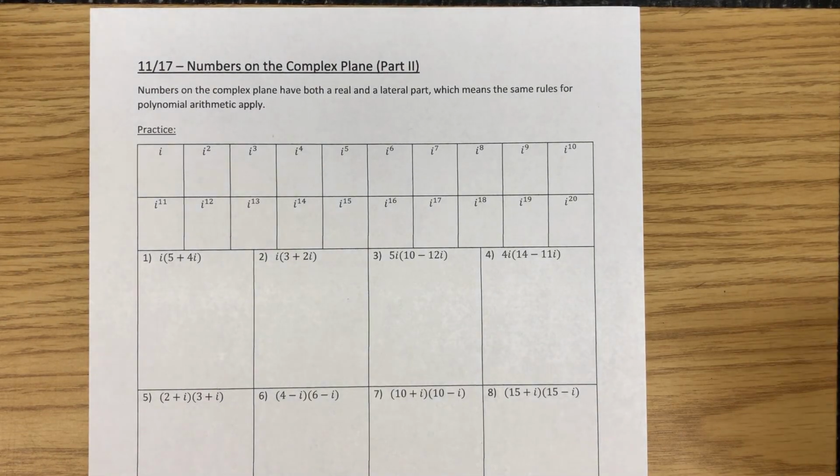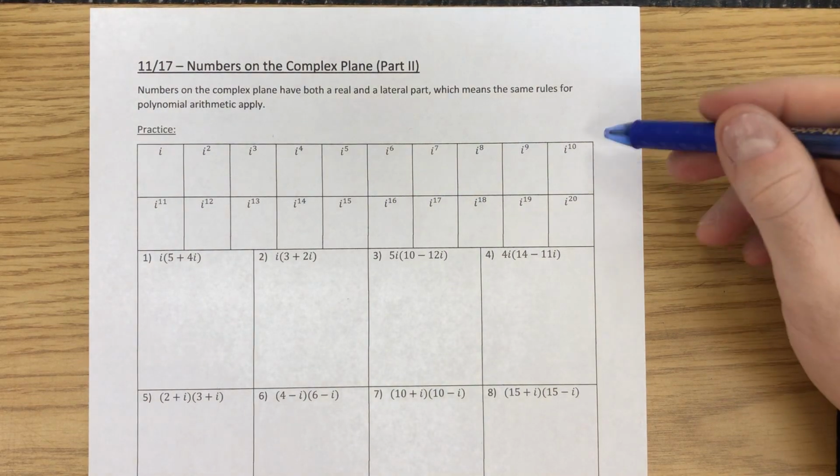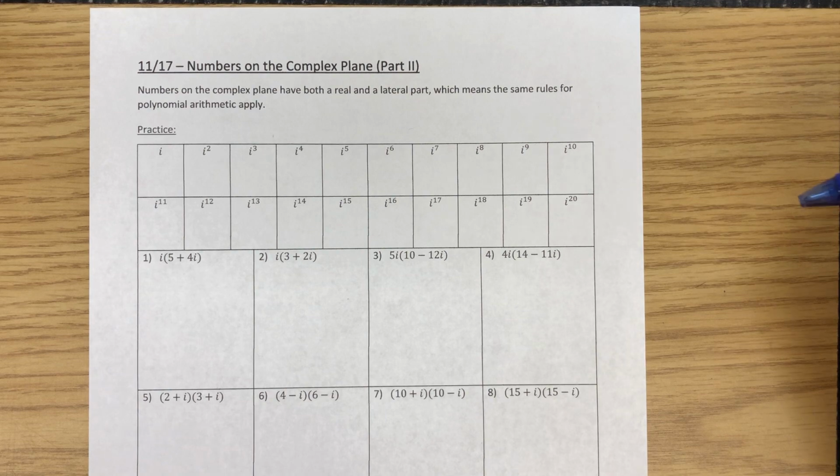So today what we're going to be looking at is numbers in the complex plane, mainly what we call our i tables. Now our i tables, what we've got here is i up to the 20th power. We're going to know something very special about that.